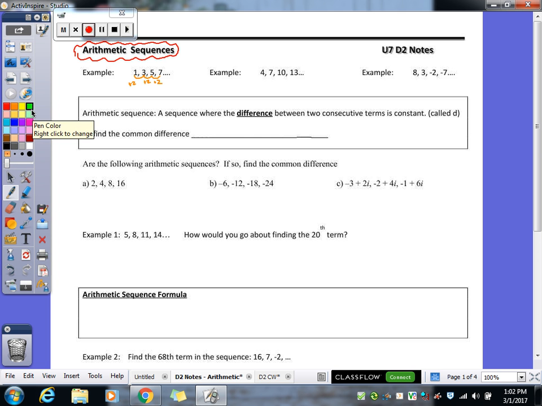How about if we take a look at our second example? How do we get from one term to the next? Add 3. Add 3.